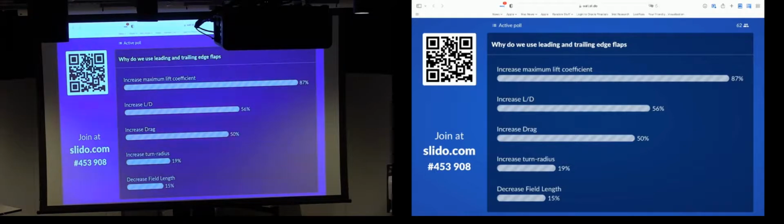Okay. Last question for today. Why do we use leading edge and trailing edge flaps? Is it to increase the maximum lift coefficient, increase the lift to drag ratio, increase drag, increase turn radius, or decrease field length?